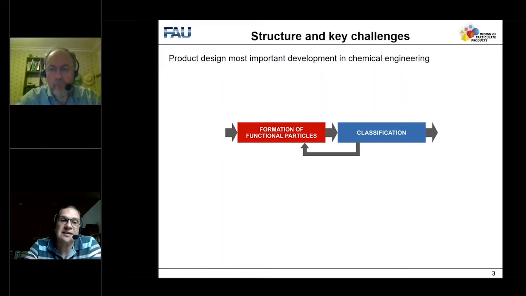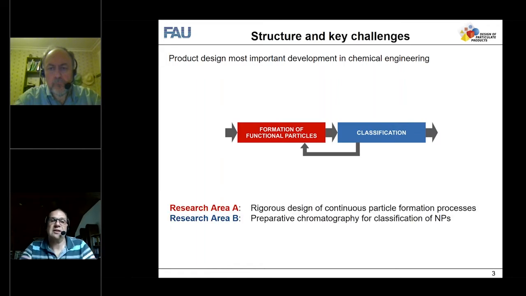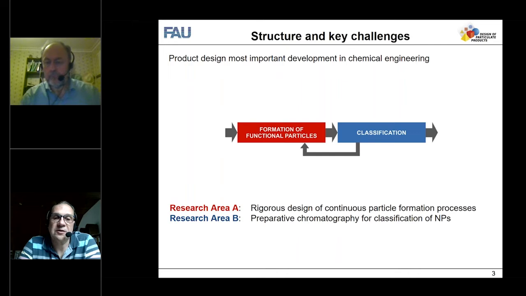So the CRC starts with the formation of functional particles. As I said, the function is typically an optical function at the very moment, but it could be, of course, any other function, also catalytic function or something else. And then the other area where we are interested in is the classification of nanoparticles, and we use and will use preparative chromatography for the classification. So these are the two main research areas, A and B. That's the rigorous design of continuous particle formation, and also preparative chromatography for classification of nanoparticles.